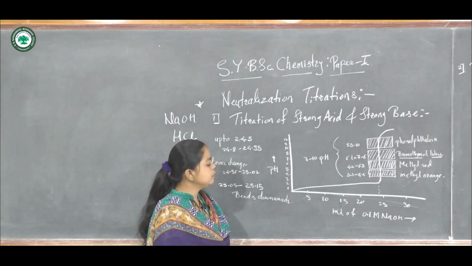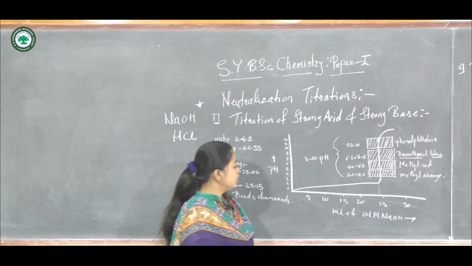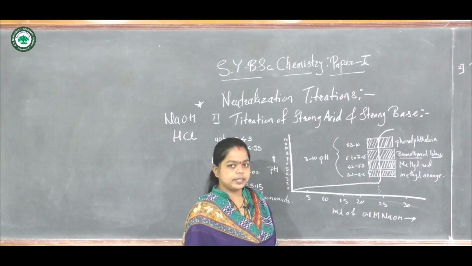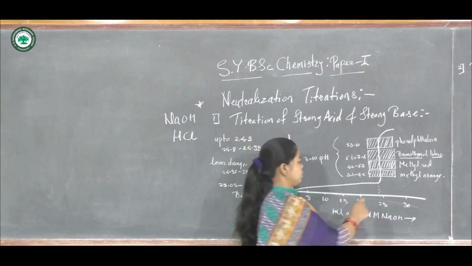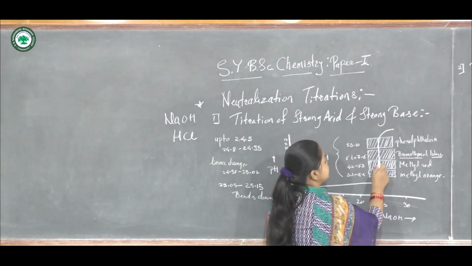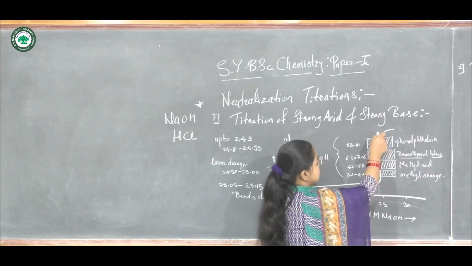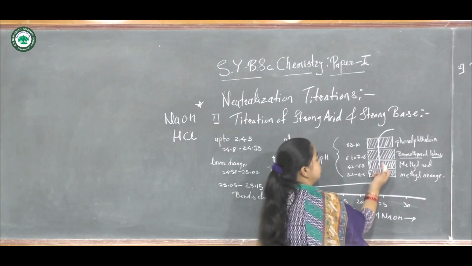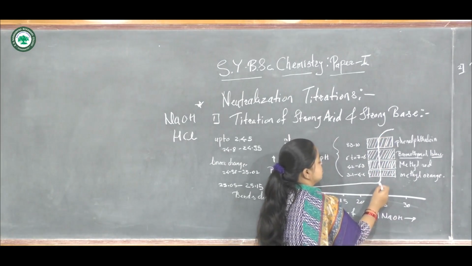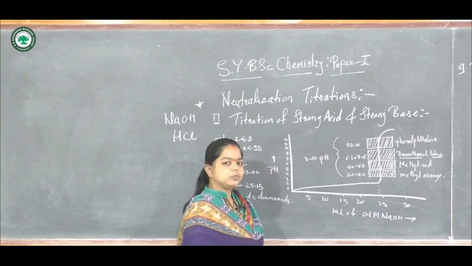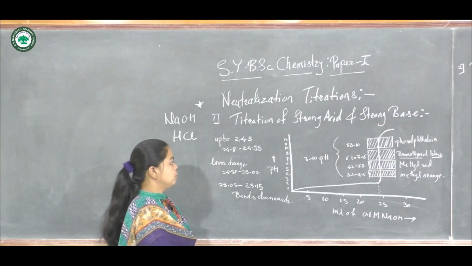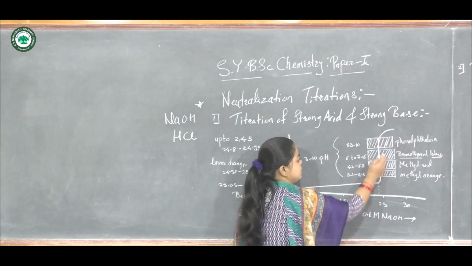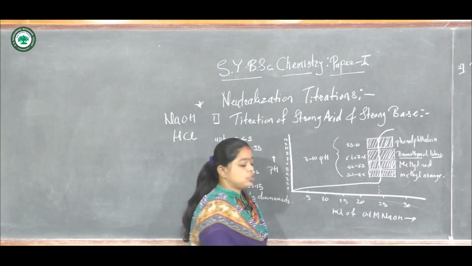Nearly from 24.8 to 24.95, a very small range, what happens between this range? There is a sudden increase in the pH observed. It is a straight vertical line, this one, between the values 24.8 and 24.95. Now here the graph changes.